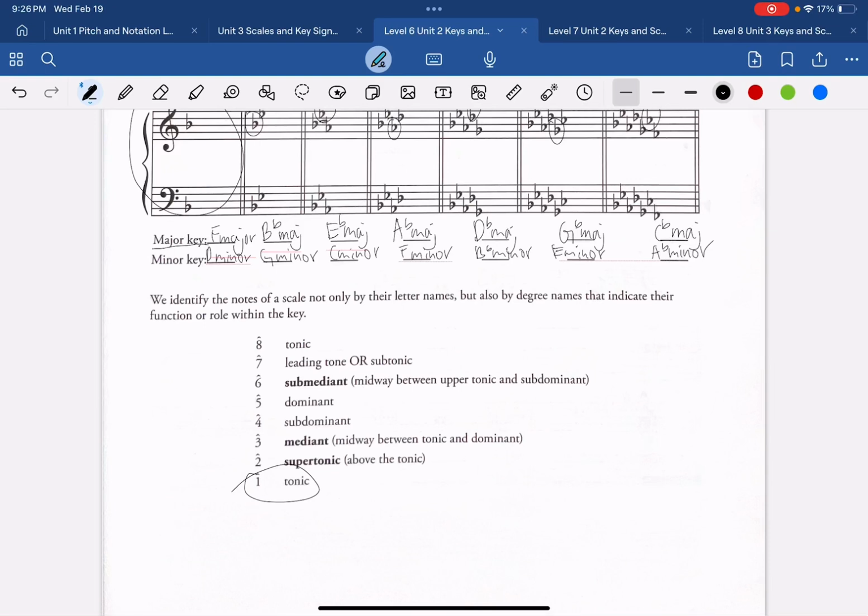In this video, I'll be explaining the scale degree names. So tonic means that it's the first degree in a scale. For example, for C major, C is the tonic. For D major, D is the tonic. For G major, G is the tonic. B flat major, B flat is the tonic. It's always the first note in the scale.